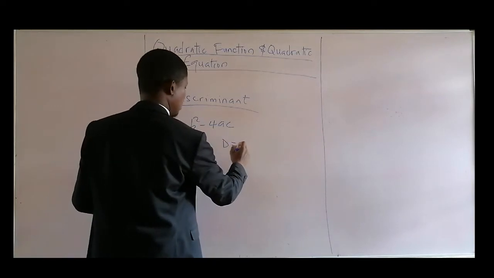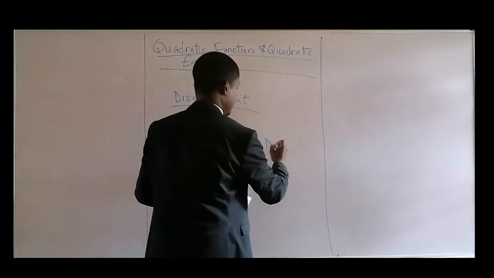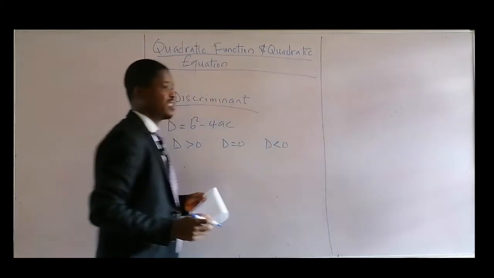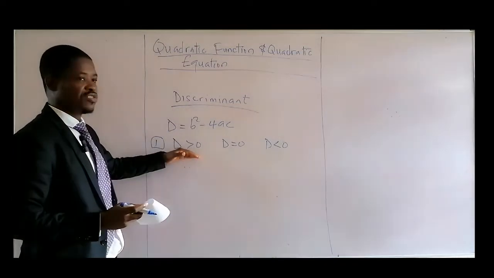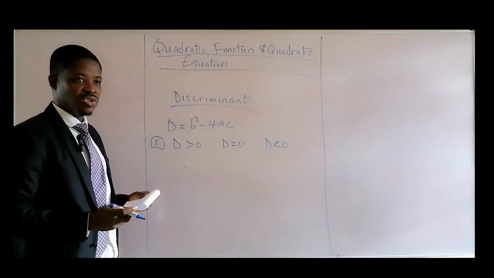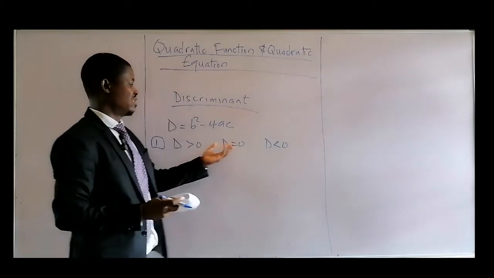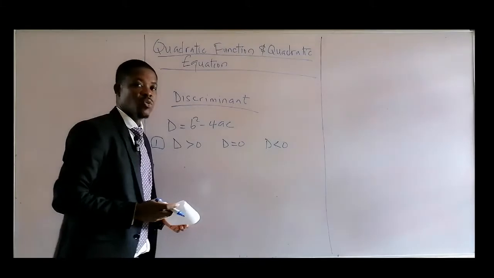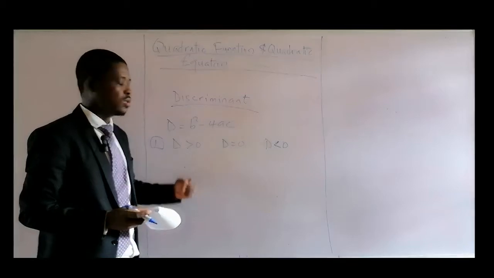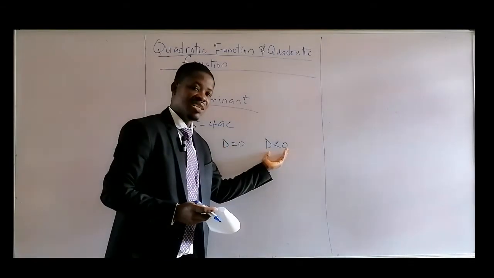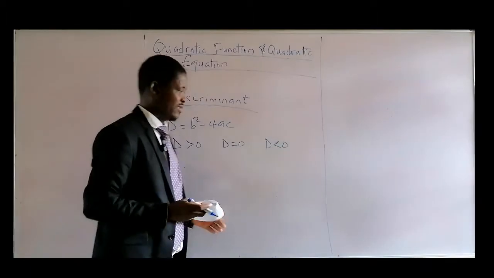If it's equal to 0, we call it equal roots. And if your discriminant is less than 0, we call it no real roots. When your discriminant is greater than 0, you're going to have two real values. When your discriminant is equal to 0, we have what we call repeated roots, or you call it equal roots. And when you have a discriminant less than 0, you're going to have no real roots. In that case, it will be a complex number.